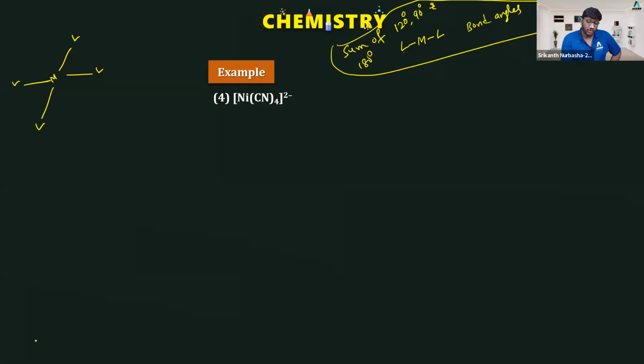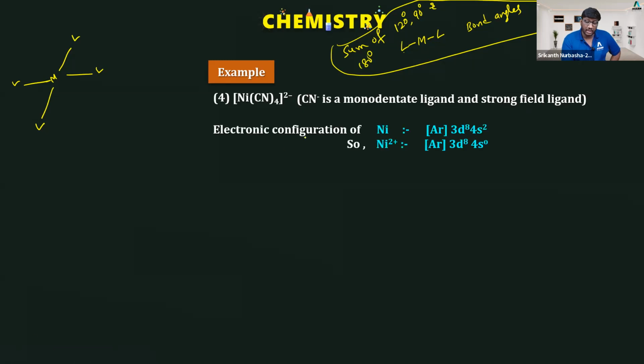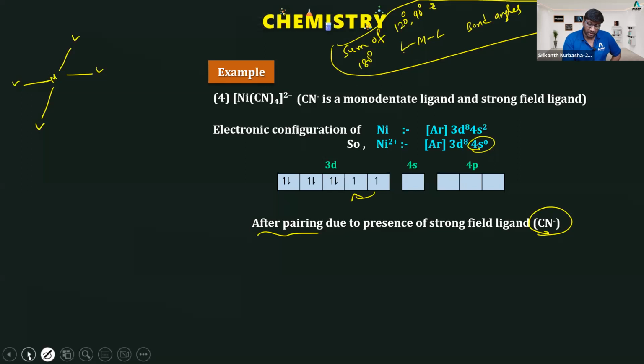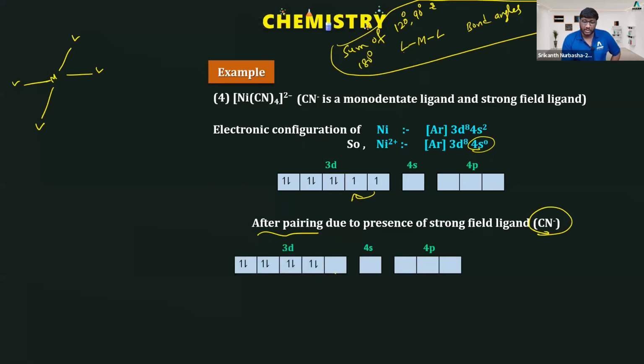First let us figure out. CN minus is a monodentate ligand and a strong field ligand. What is the electronic configuration of nickel? Argon 3d8 4s2. Nickel plus 2 will be argon 3d8 4s0. We have removed 2 electrons from the 4s. The configuration is 3d, 4s, 4p. Pairing occurs because CN is a strong field ligand, so they will pair up. If they pair up, you will get one 3d orbital which is empty.